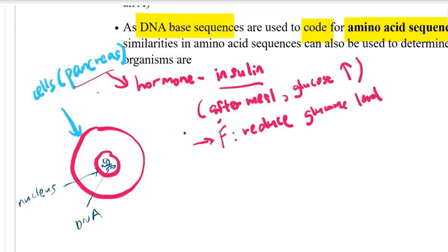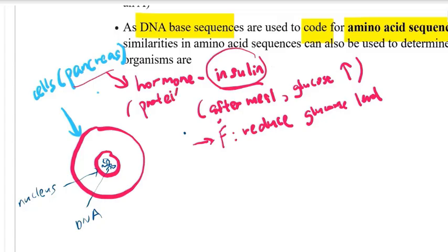Okay. So what is insulin? Insulin is a type of protein. It's a kind of protein, because insulin is a hormone, right? Hormones are actually derived from protein. You can just imagine protein is an ingredient to make hormones.